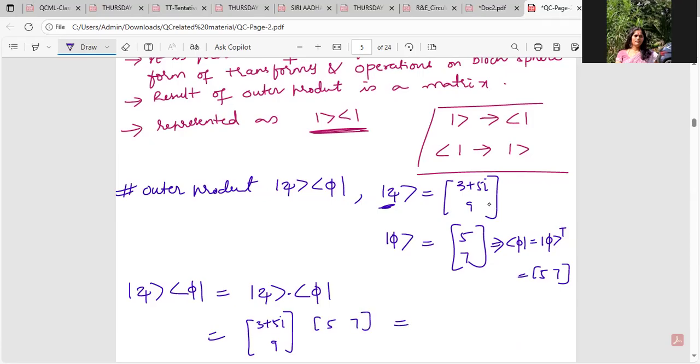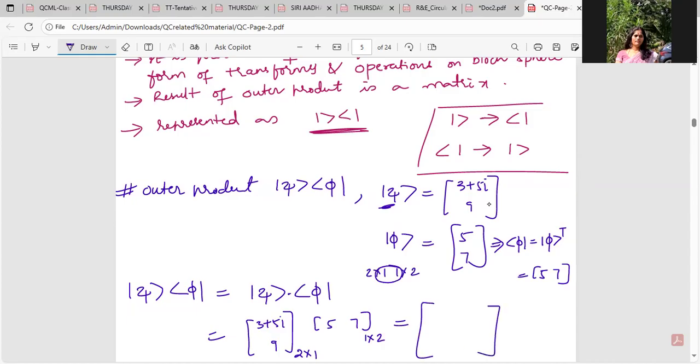So I can just clearly see, guys, there are 2 rows and 1 column. And here I have 1 row and 2 columns. So obviously 2 rows, 1 column and 1 row, 2 columns would result in a 2 by 2 matrix. I'm clear of my output.